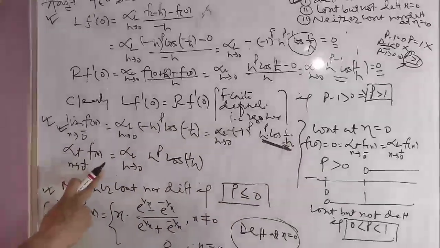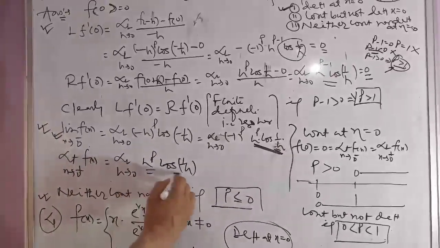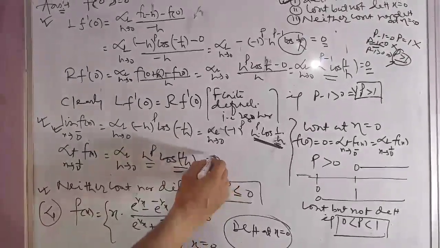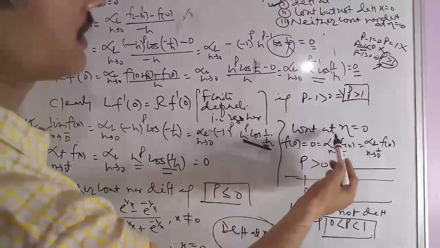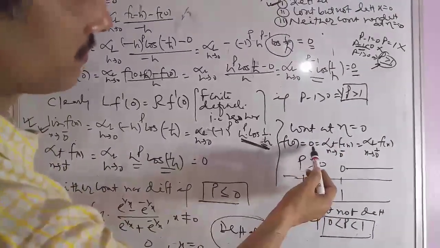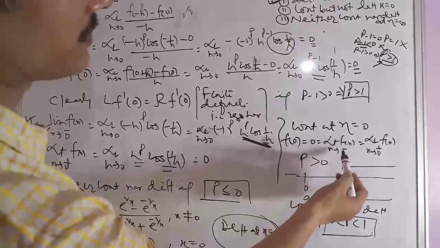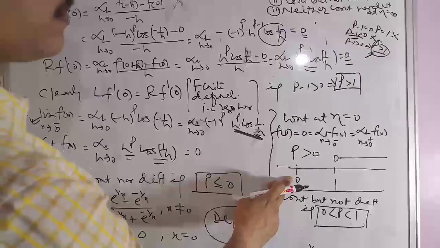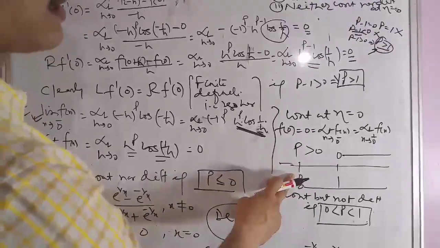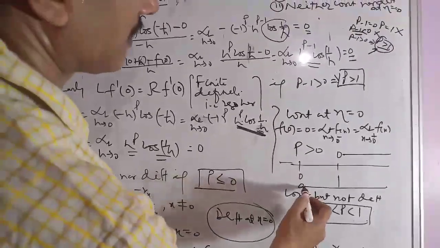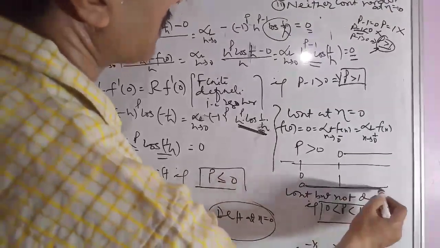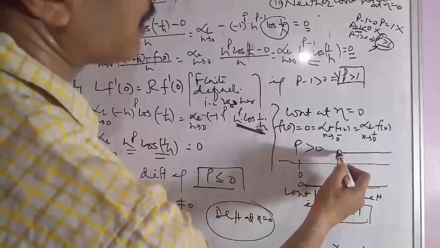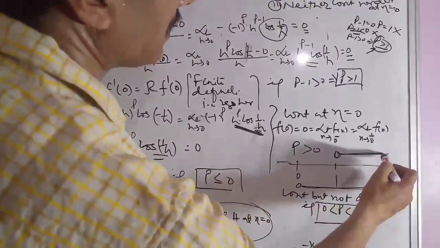Similarly, the right hand limit at 0: limit h tends to 0 of h^p cos(1/h). Again, this equals 0 when p greater than 0. So continuity at x equal to 0 means f(0) equal to 0 should be equal to the left hand limit and right hand limit, for p greater than 0. Here, this is the interval of p for continuity at x equal to 0, and this is the interval of p for differentiability at x equal to 0.